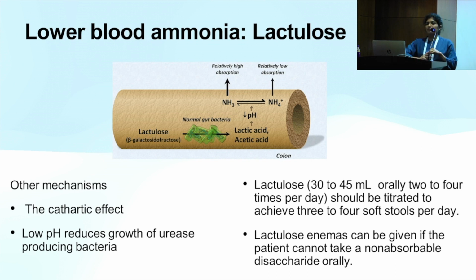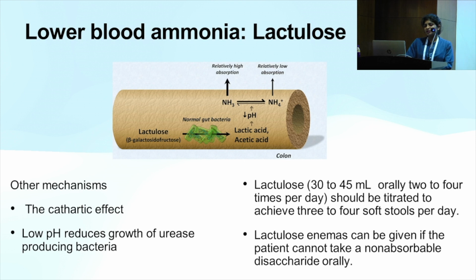Then specific medications. In acute liver failure, there is no role for lactulose. In chronic liver failure, there is a role for lactulose. How does lactulose help? Basically, in the gut, lactulose gets converted into lactic acid and acetic acid. This provides an acidic environment, which will convert the ammonia into ammonium. These ammonium ions don't get absorbed as much, so the ammonia absorption is reduced.